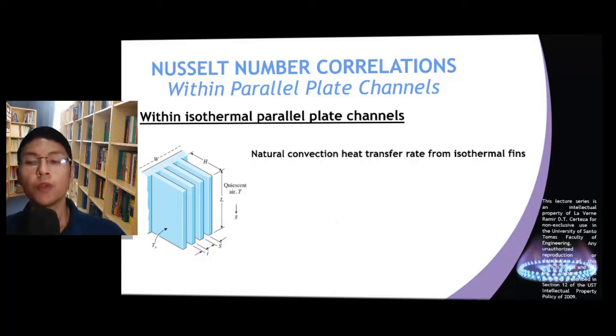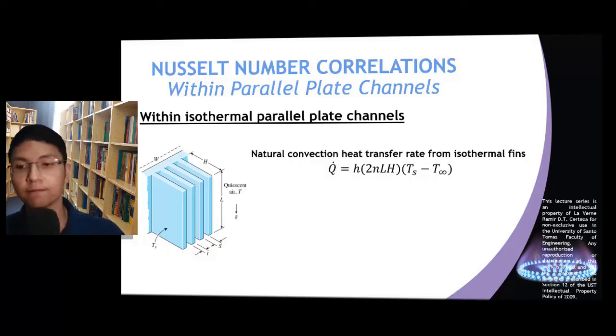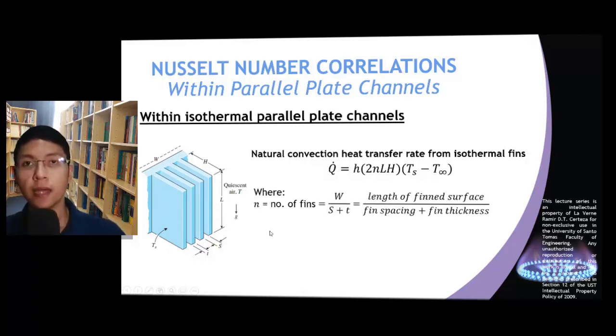Finally, when we want to compute for the rate of natural convection from isothermal fins, we can use this formula derived from Newton's law of convection. Take note that n in this formula corresponds to the number of fins on the surface, and it can be computed by dividing the entire length of the fin surface by the sum of the fin spacing and the fin thickness. On the other hand, L and H in the formula correspond to the fin width and the fin length, respectively.